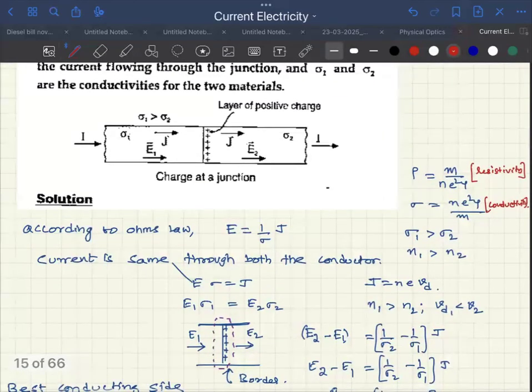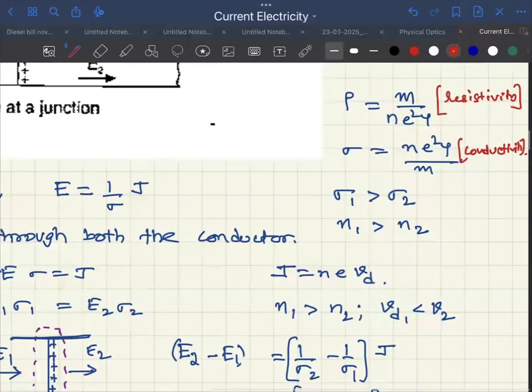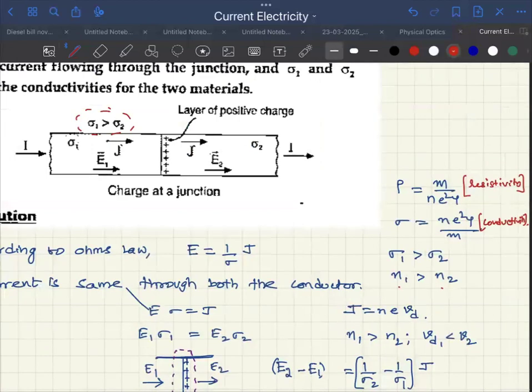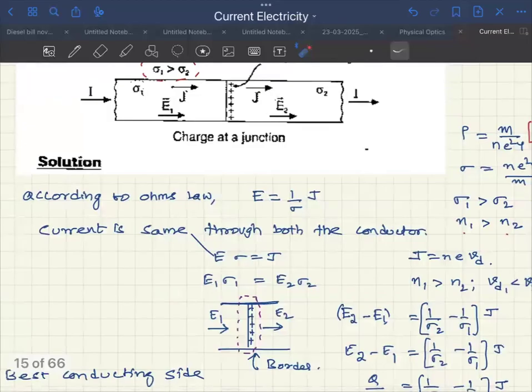Right. Here it was given here. Why should I take? They have given the condition here. Sigma 1 greater than sigma 2 means N1 must be greater than N2. That's what I told you just now. If N1 is greater than N2, means VD2 must be greater than VD1 automatically. To maintain the same current density, the drift velocity must increase once you cross from this region to this region. Right. And number 2, don't forget Ohm's law.